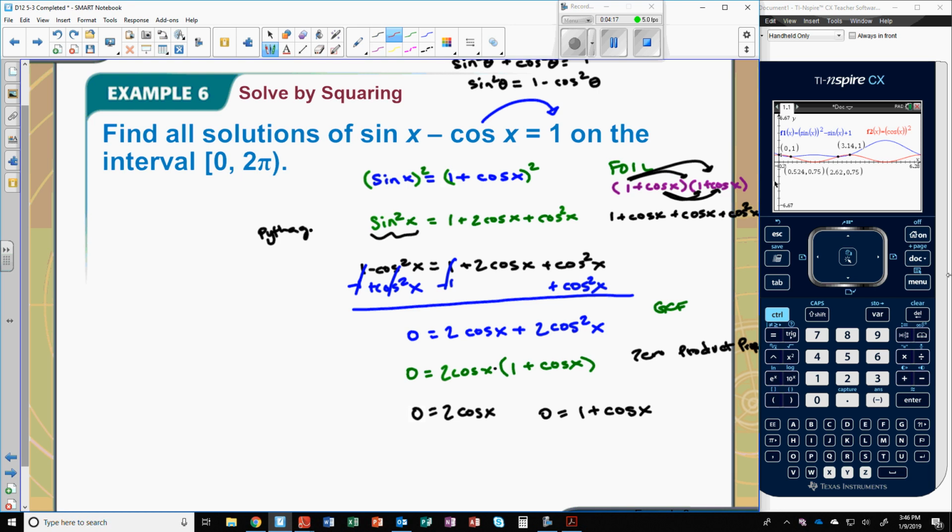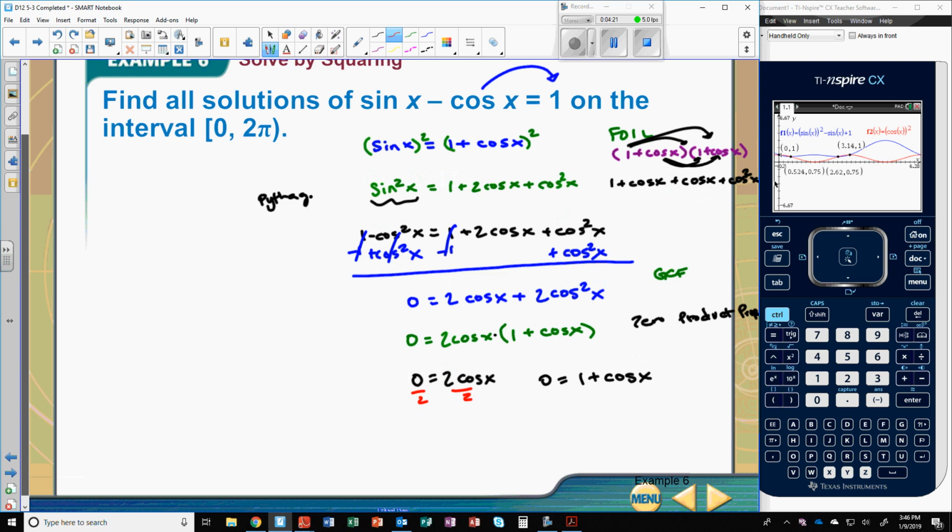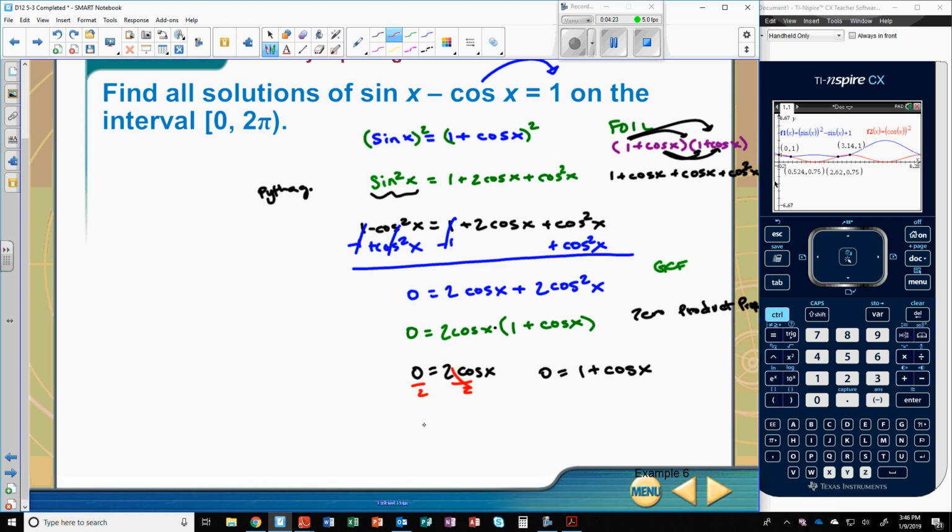Here I would divide by 2, and I get that 0 has to equal cosine x. And over here, I would subtract the 1, which means that negative 1 equals cosine x.